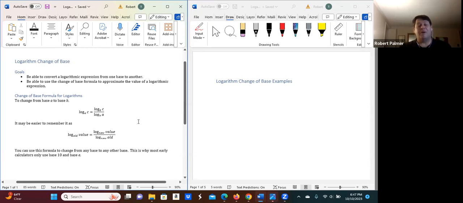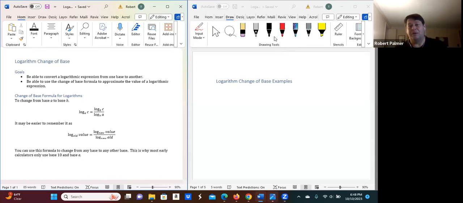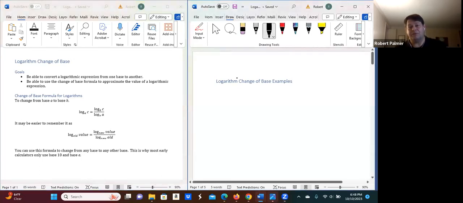This is also why a lot of older scientific and graphing calculators only had base 10 and base e, because they didn't need any other base. A lot of the modern ones, and Desmos and websites like that, can calculate any base, but the early ones didn't, because you didn't really need it. You can use this change of base formula. Let's take a look at some examples.